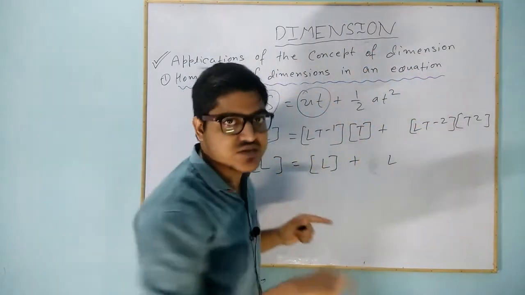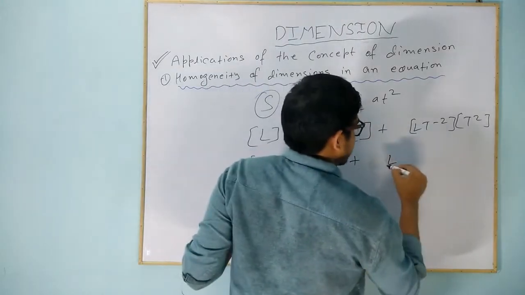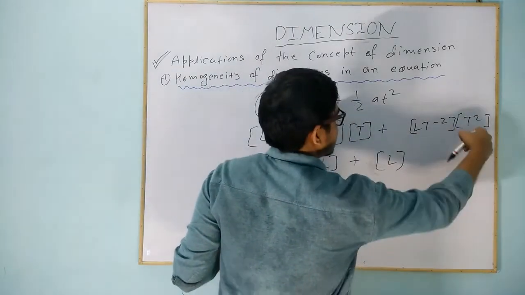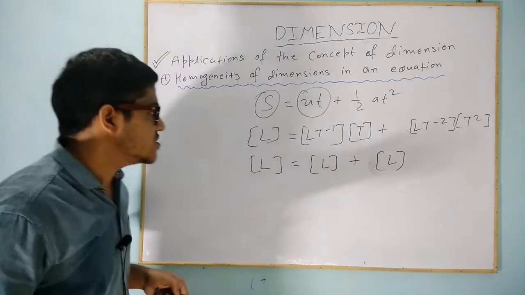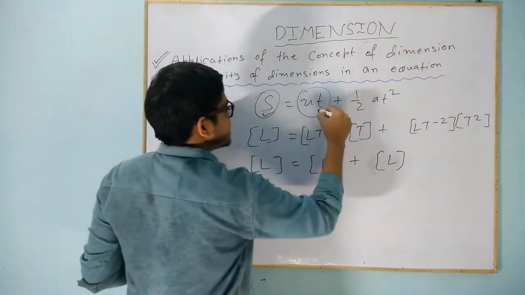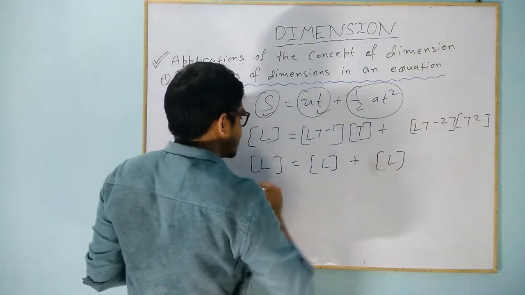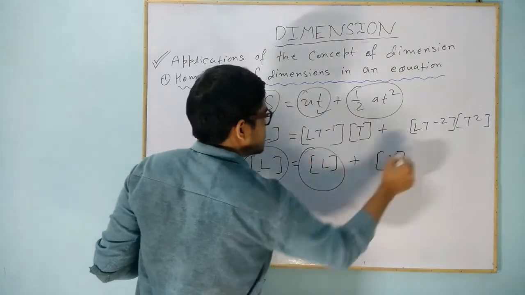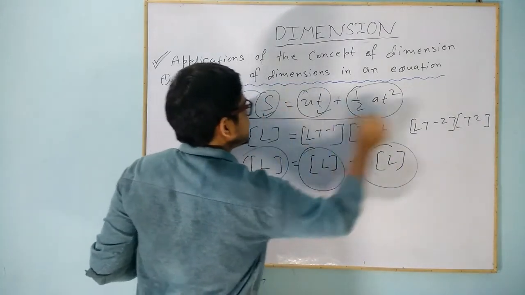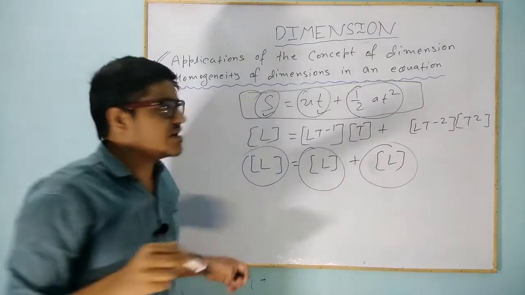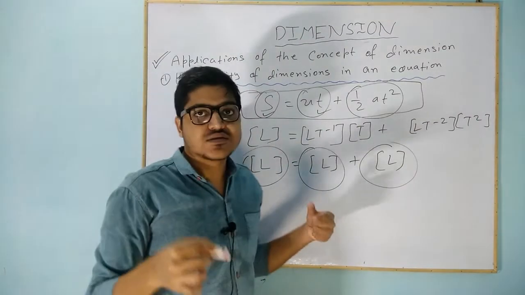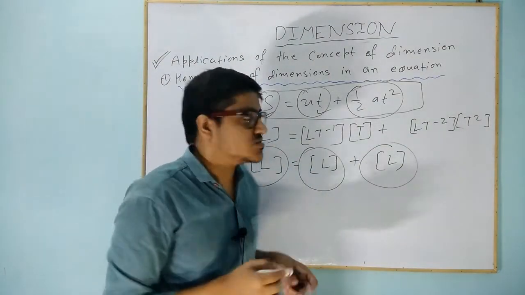We are only writing dimensions here. And t raised to the power minus 2 and t square will cancel out. So the dimension of each term S, ut and half at square came out to be L. So this equation is dimensionally correct. Actually, we know that this equation is correct in the real situation also.